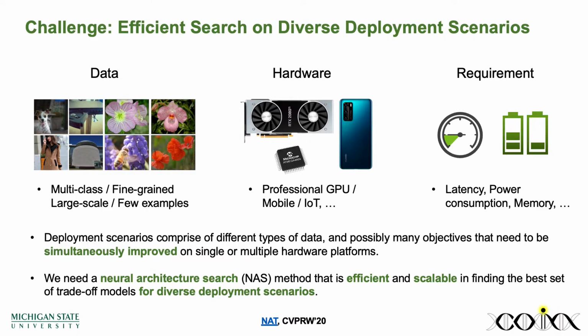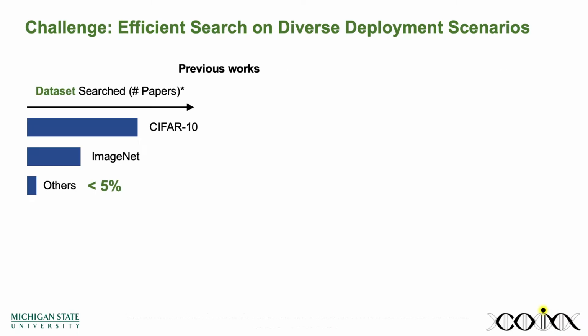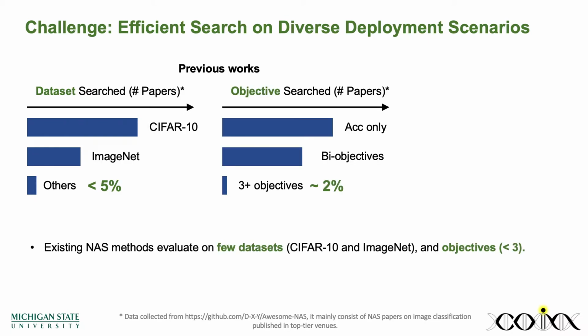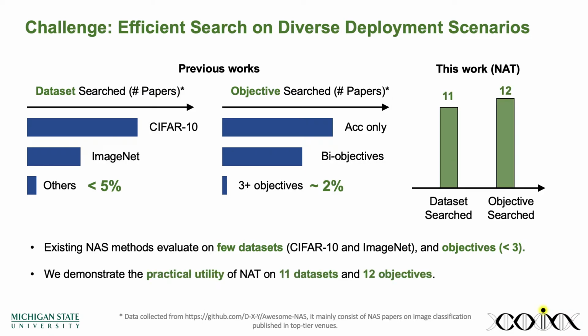Based on our survey on the existing NAS method, we observed that most of the methods have only been evaluated on CIFAR-10 and ImageNet, where both of these datasets have sufficient training data and well-studied training hyperparameters. Also, we observed that most of the methods are single or bi-objective driven, for example, maximizing accuracy and minimizing latency. We rarely find any method that handles 3 or more objectives. In this work, we demonstrate the practical utilities of our method by searching on 11 datasets and 12 objectives.